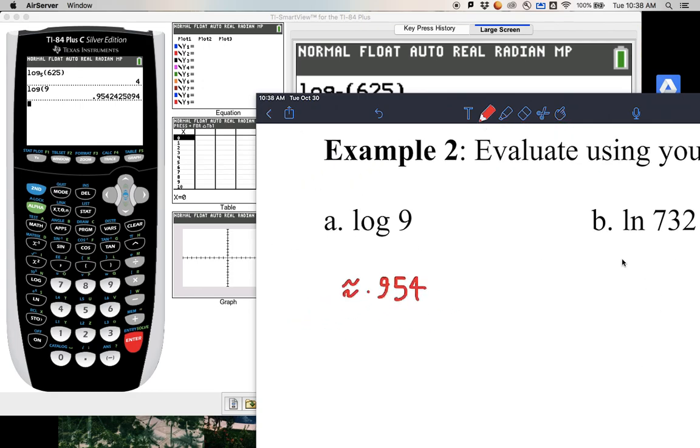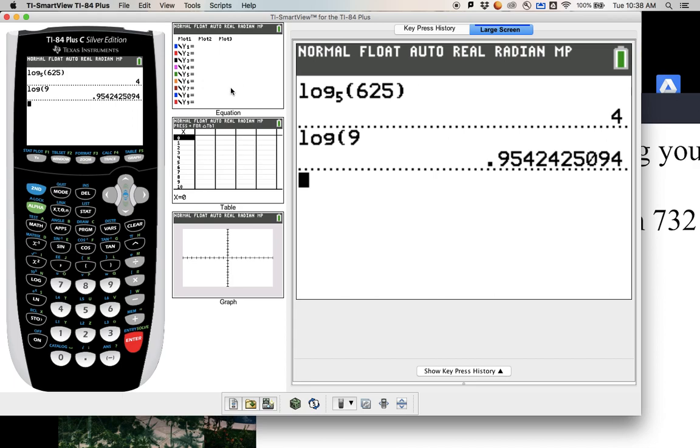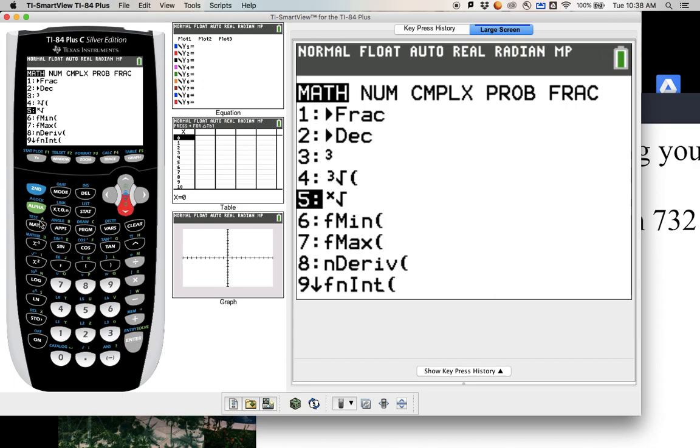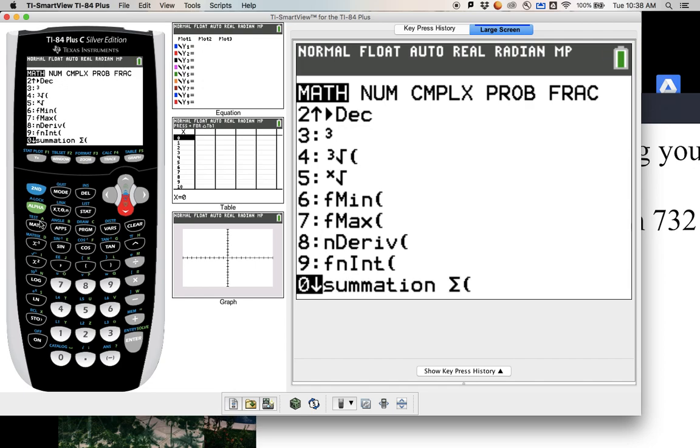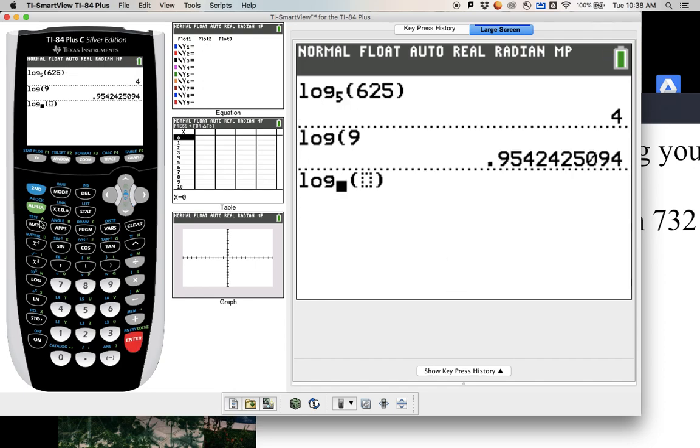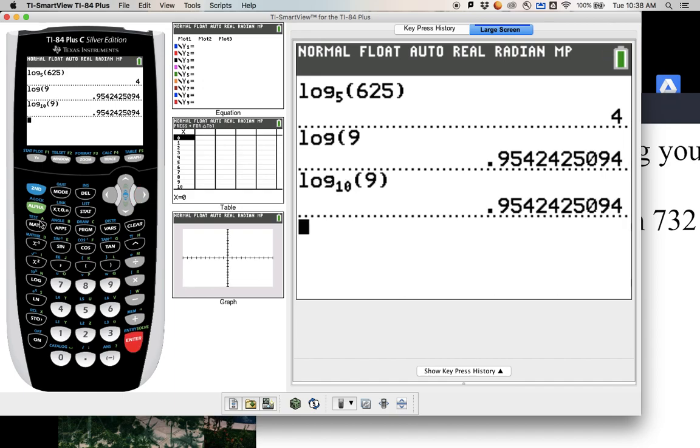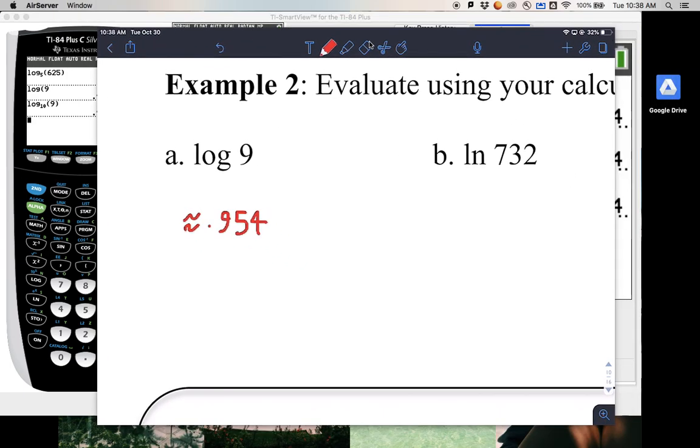Now you could get real fancy if you wanted to take your graphing calculator and do the math button and then scroll all the way down to A and then put in the 10. You can, but obviously it takes a little bit longer. But notice you'll get the same exact decimal on those common logs. So anyways, that's that here.